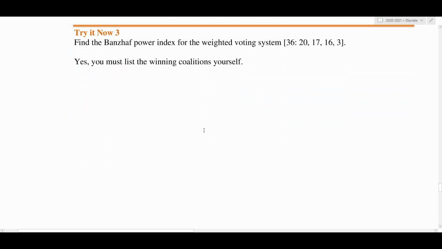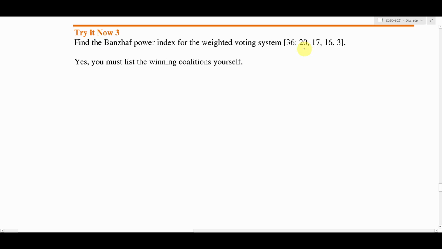All right, so try it now 3. What we're going to do for this one is I want you to try and work through this one on your own rather than talking you through every single detail. I'm just going to go ahead and write down what you should be getting each step of the way. So the first thing I'm going to do is I'm going to list all of the winning coalitions. And yes, you're going to have to do this one yourself. All right, and you should practice doing it. So see if you can go through and list all of the winning coalitions.